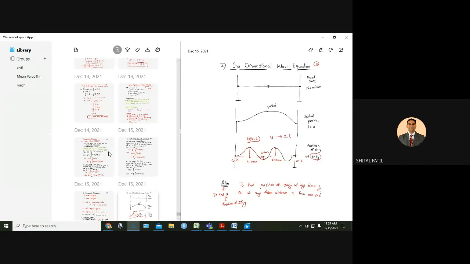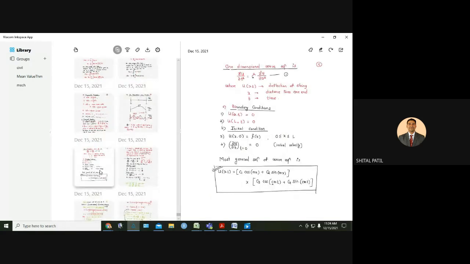Then we have written the wave equation: del square u divided by del t square equal to c square del square u divided by del x square. C square is a constant that cannot be 0. Then boundary conditions: both the ends are fixed. Therefore, u of 0,t equal to 0 and u of L,t equal to 0. Initial condition: this is the functional condition, usually we write it at the end, and this is the velocity condition. Velocity of the string at the starting is 0, the initial velocity. This is the most general solution.